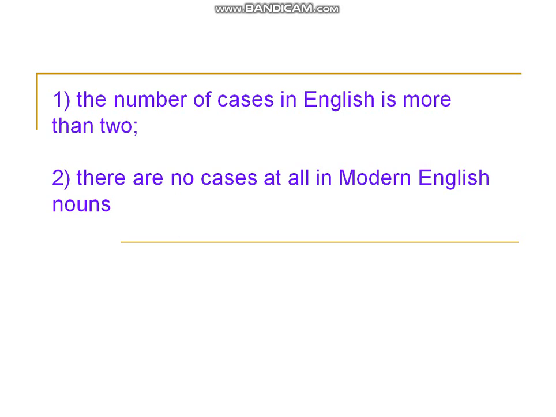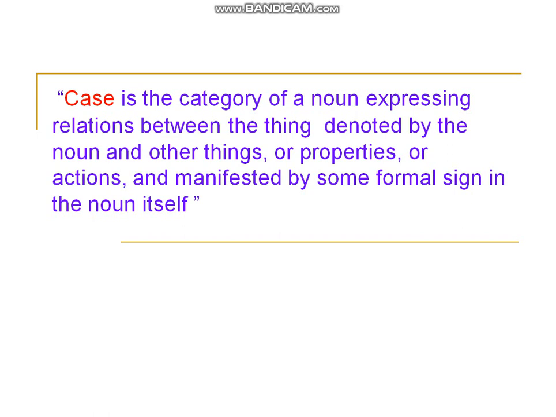First, the number of cases in English is more than two, and second, there are no cases at all in modern English nouns. The classical definition of the grammatical category of case reads: case is a category of a noun expressing relations between the thing denoted by the noun and other things or properties or actions, and manifested by some formal sign in the noun itself.